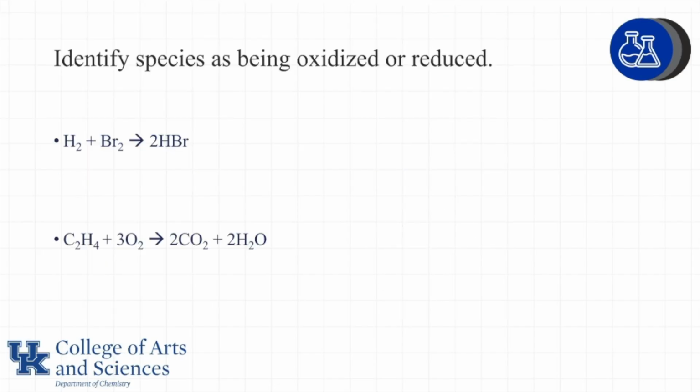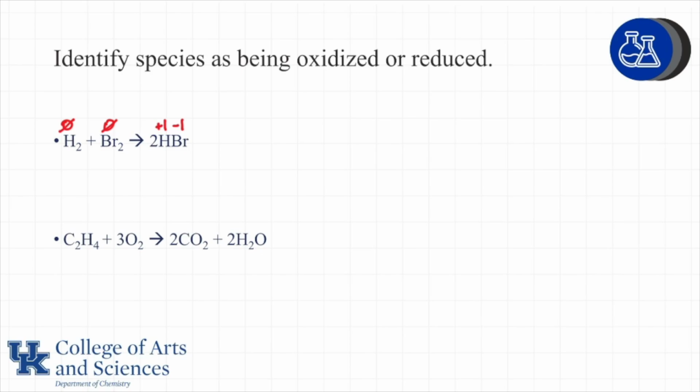What we need to do when we're looking at reactions is identify species that are being oxidized or reduced. And before we can do this, we actually have to assign oxidation numbers to every element in the reaction. We'll start with our H2 and Br2, which are both free elements, and therefore have oxidation numbers of 0 for both. When I look at HBr, hydrogen has an oxidation number of +1, bromine has an oxidation number of -1 because the sum of the oxidation numbers must be equal to 0 for that compound.